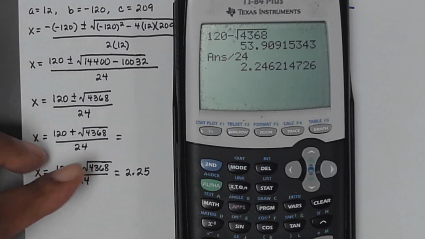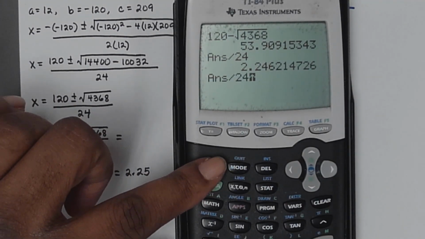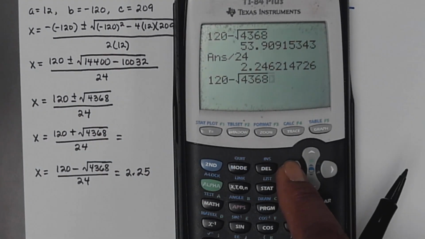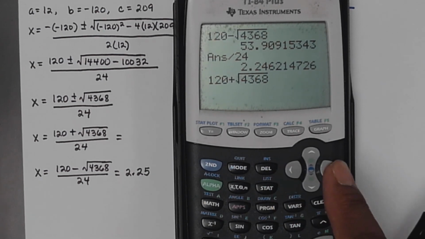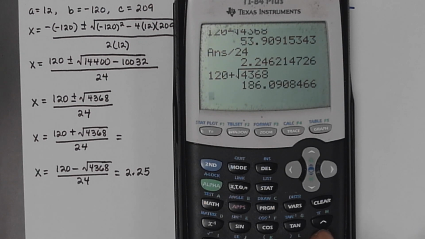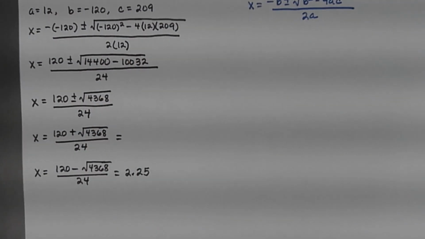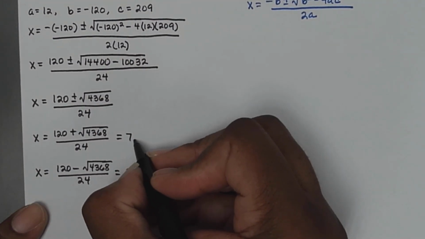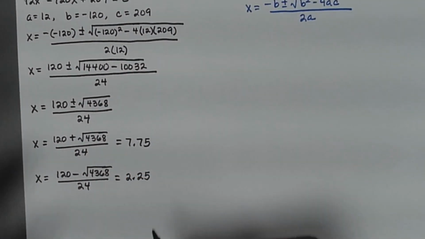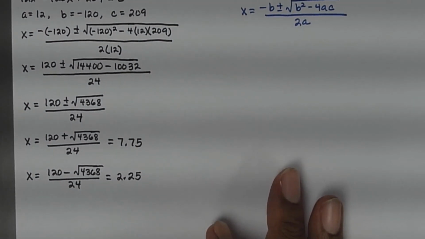Okay. But let me do second enter, and I'm going to change this to a plus. That will tell me what that value is, but I need to divide by 24. That'd be 7.75, approximately. But one of these I'm not going to be able to use here.